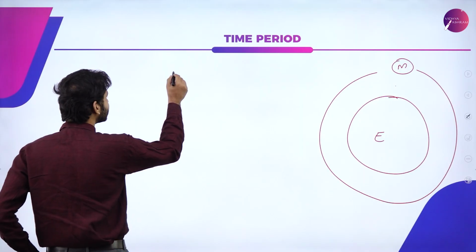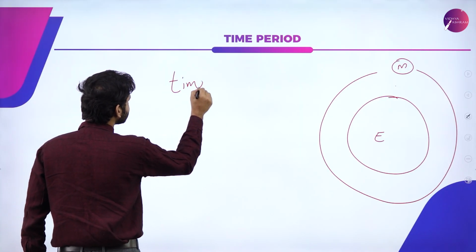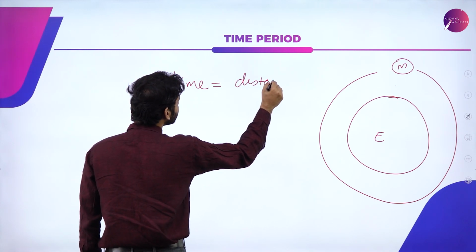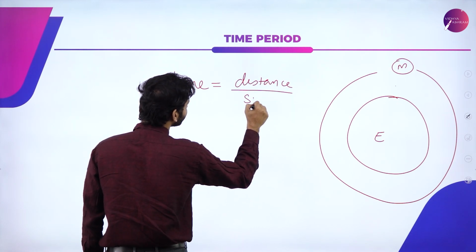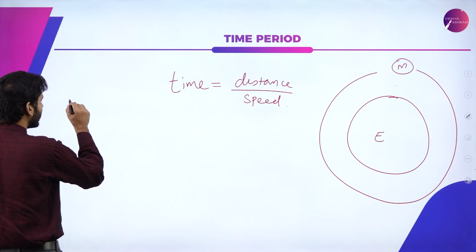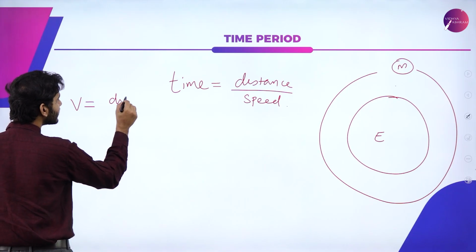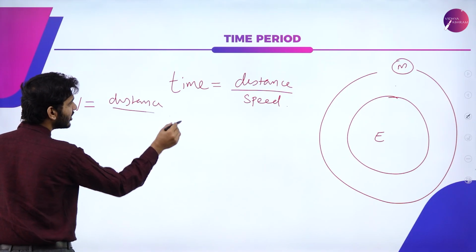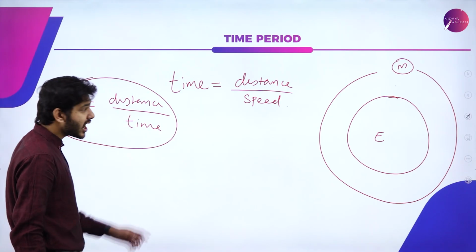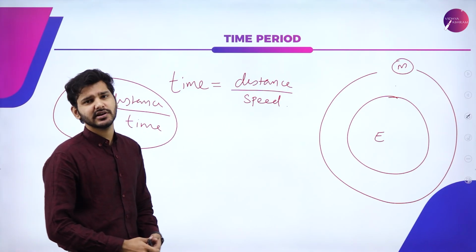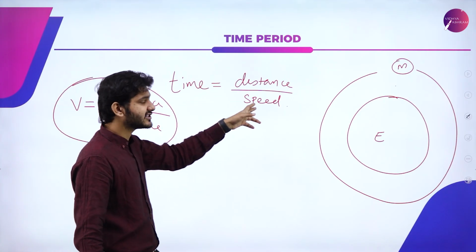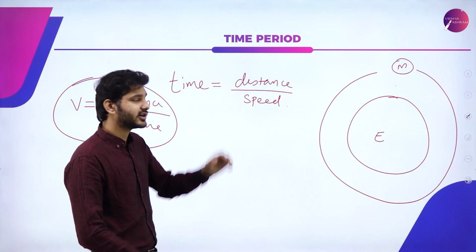We know that time is nothing but distance divided by speed, because speed or velocity is equal to displacement or distance by time. From this relation, time will be equal to distance by speed. It is that simple. If I know the distance and speed, I can easily calculate the time using this formula.